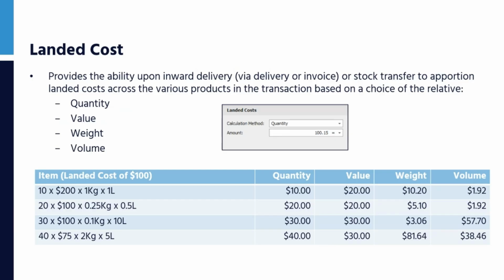So there's just a little table down the bottom there, where we're buying 10, 20, 30 and 40 of various items at different costs and weights. And then depending on which way you determine the calculation method, the actual amount that's attributed to the various products varies depending on the particular method that you're using. So I won't go into any detail there. You can just get the gist that if you use different calculation methods, the actual amounts that will be attributed to the various products will differ based on those methods.